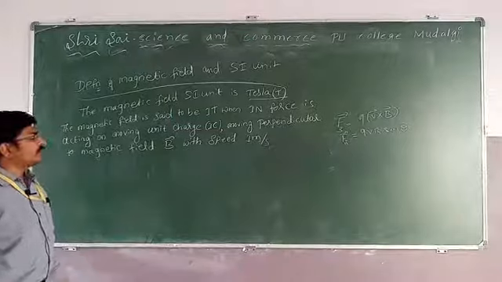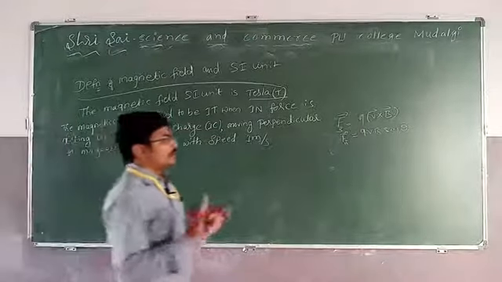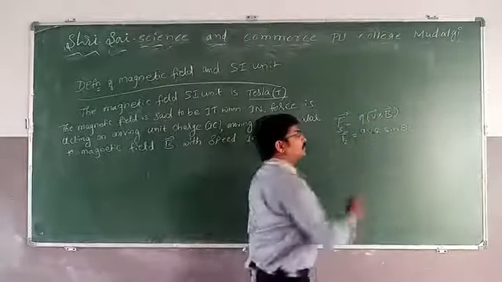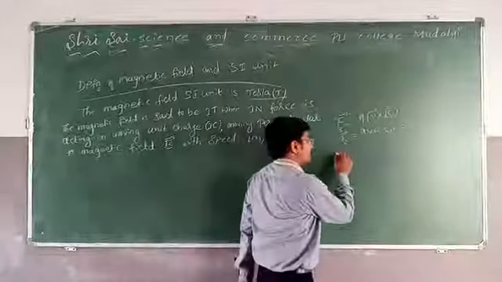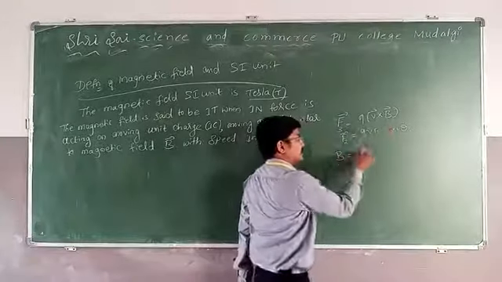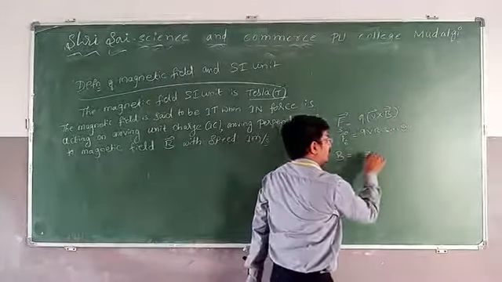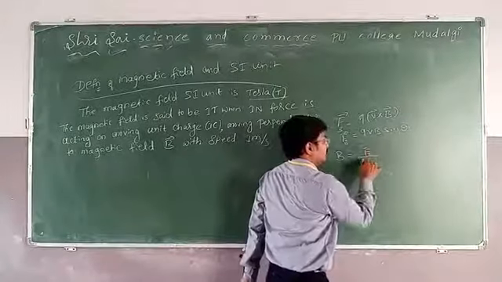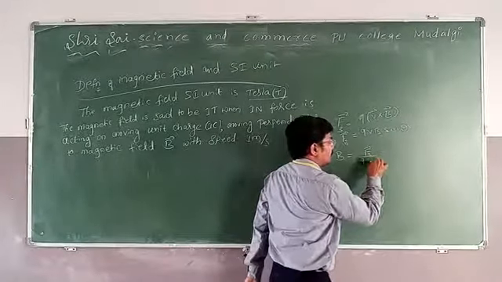See, we require B. If we need it, what do we do? Bring everything to this side. B equals F B divided by Q V sin theta.